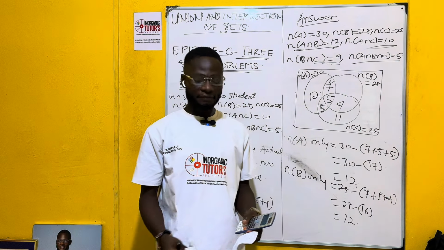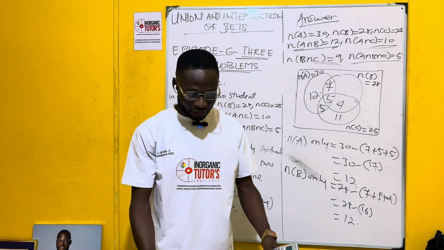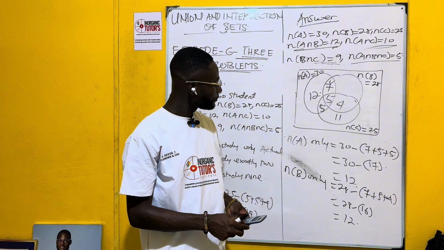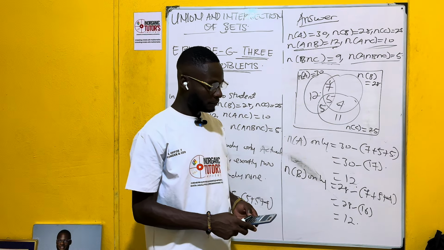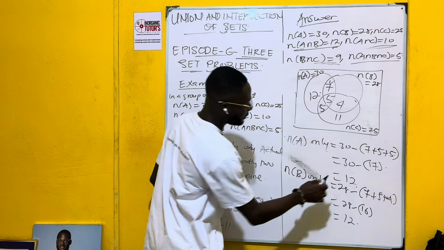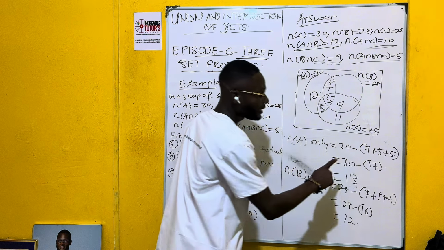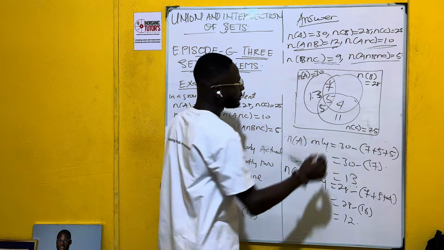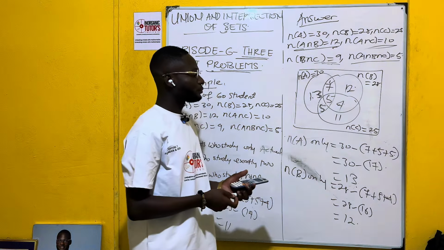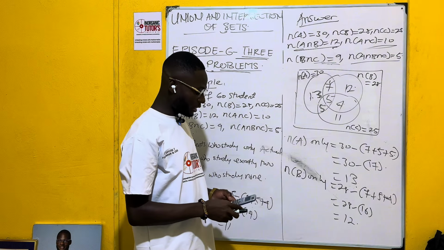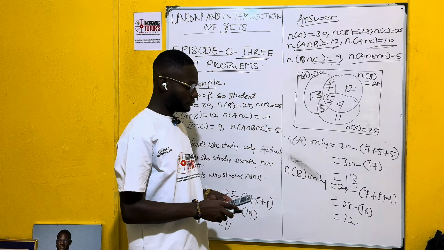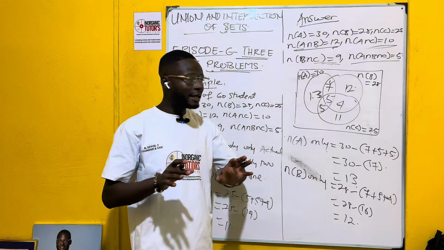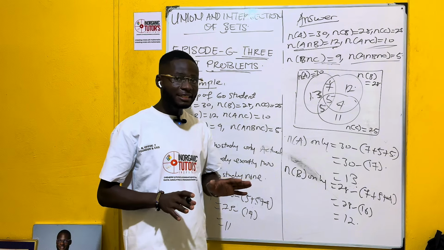So basically, yes, this part is 13, right? 30 minus 17 is 13. So this is 13 and this is 12 as usual. So that is it for this particular problem. You can see that with the Venn diagram, we have been able to do the work very easily, right?